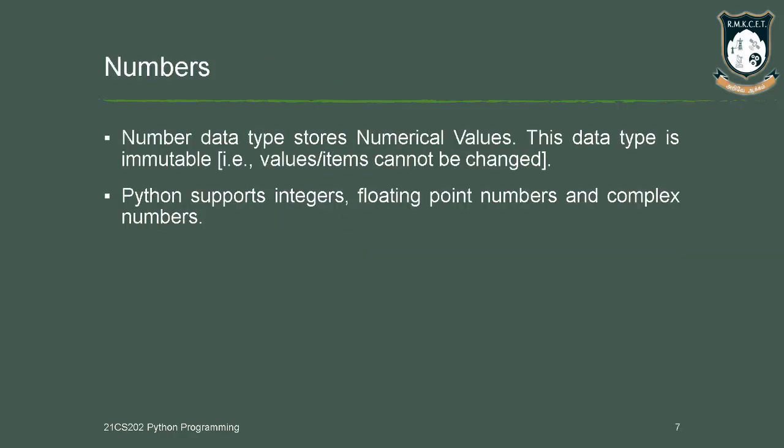Numbers are nothing but the values which have numerical weightage or numerical value. Here the data are immutable. That is, if you declare it, you will not be able to change the items or values. This number data type supports 3 different types of numbers: integer, floating point numbers and complex numbers.